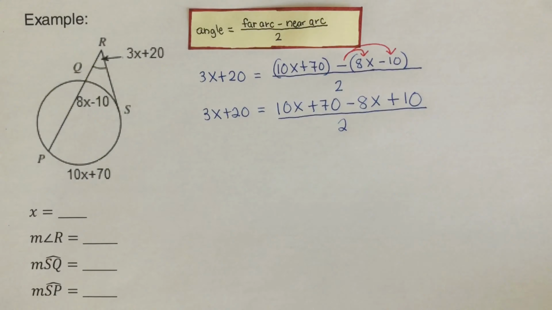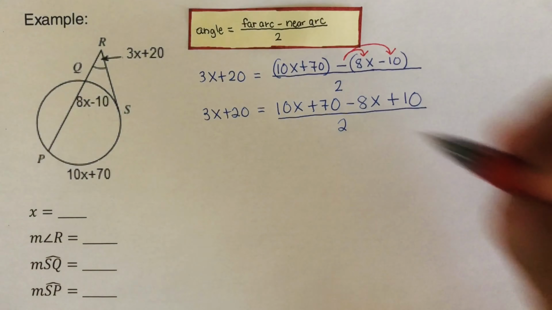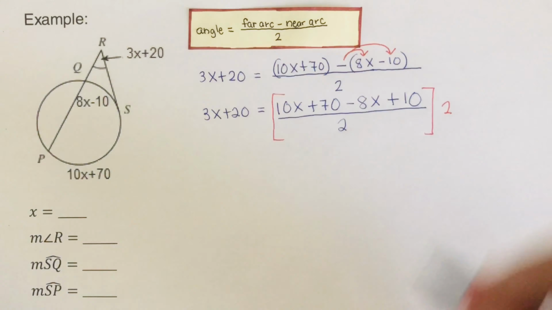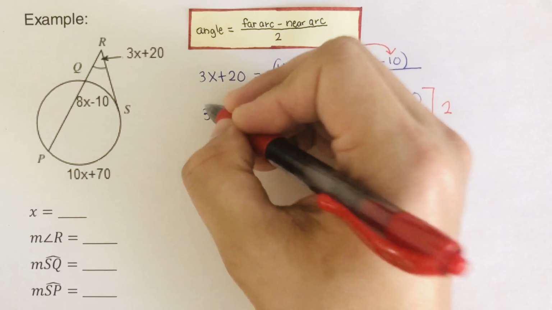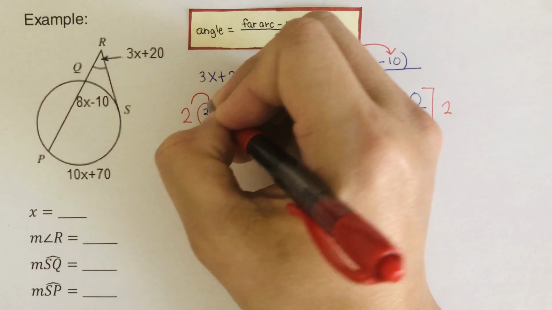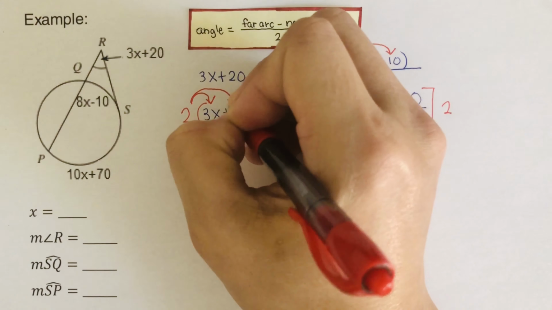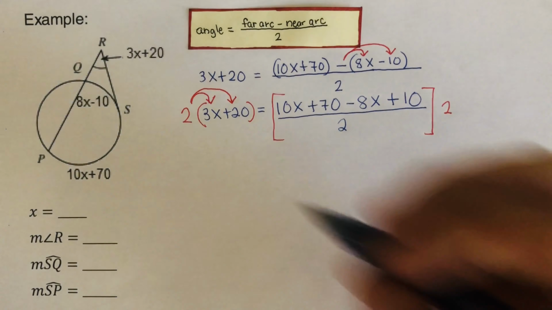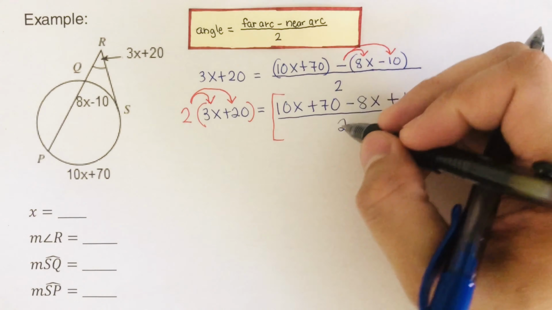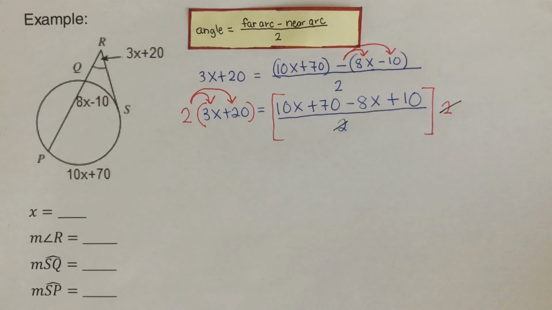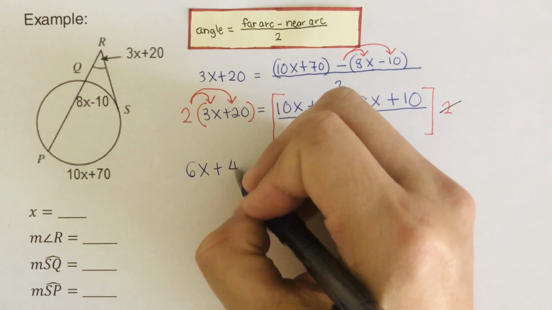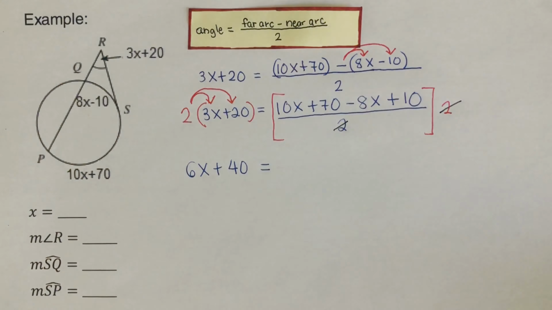Now, in order to get rid of the denominator 2 here, we are going to multiply both sides by 2. So I multiply that by 2, and we do the same thing on the other side too. Then I distribute the 2 to each of the terms inside the parentheses. We can cross out, by the way, the 2 and the 2 here. So then this would come out 6x plus 40 equals, and we're combining like terms.